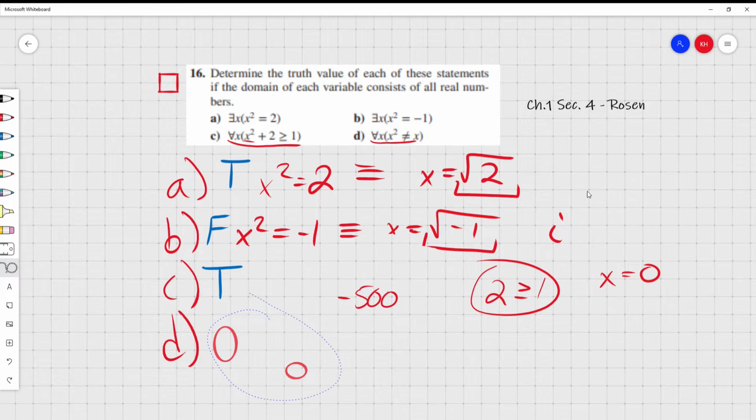So in this case, D is false. And this would also work for if x equals 1. All right, with that, we are all done, and we'll go on to the next problem.